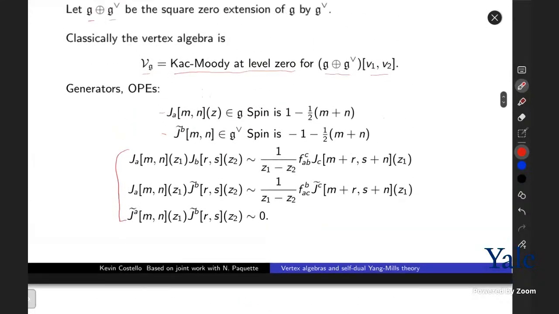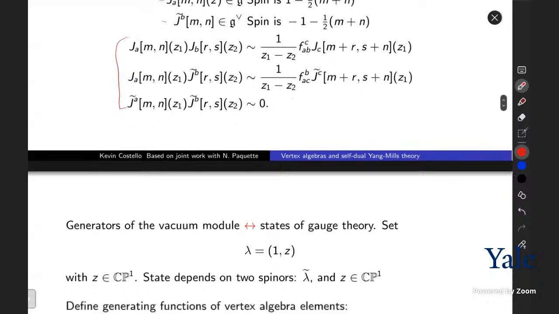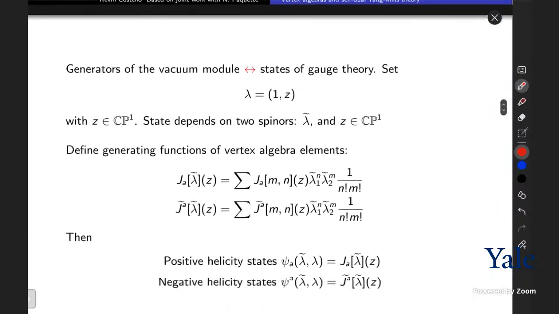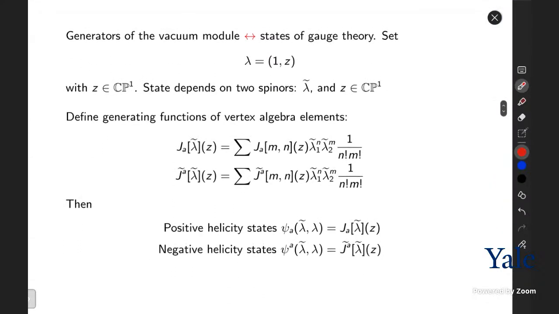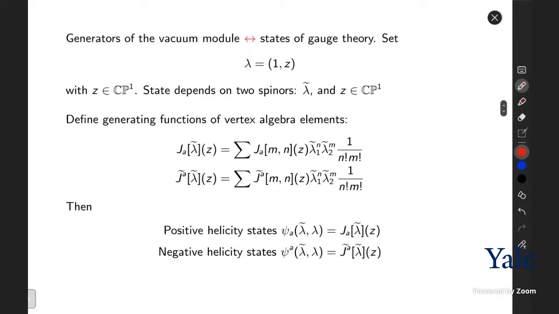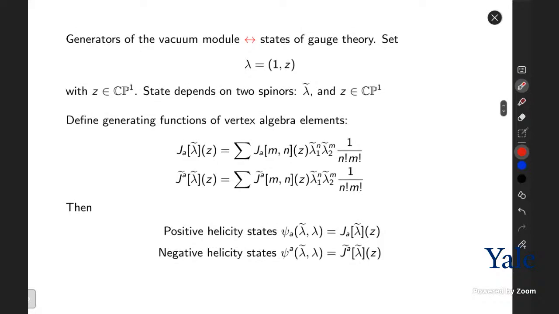Now, why would we want to build a vertex algebra like this? The reason is that the generators of this vertex algebra are in one-to-one correspondence with single particle states of the gauge theory. To understand this, we should remember a state depends on two spinors, one of which is lambda tilde, and the other of which we can write as being Z in CP1, because there's some homogeneity.